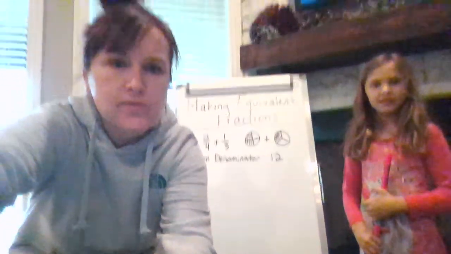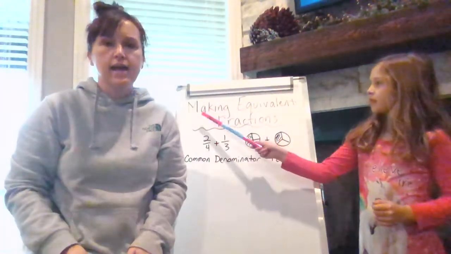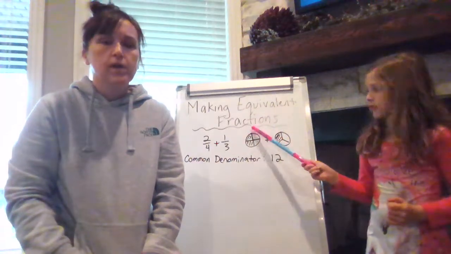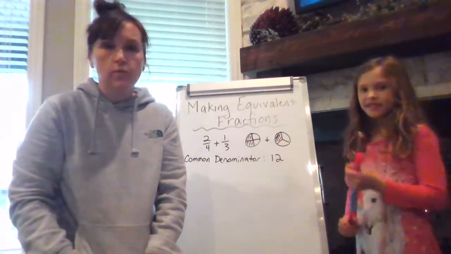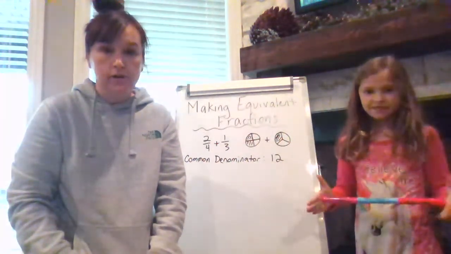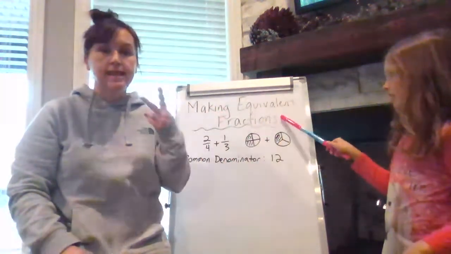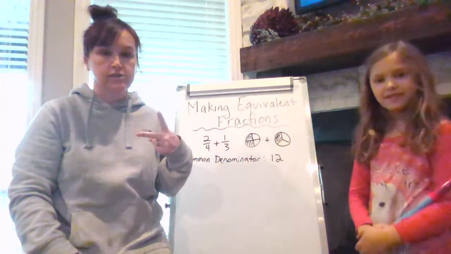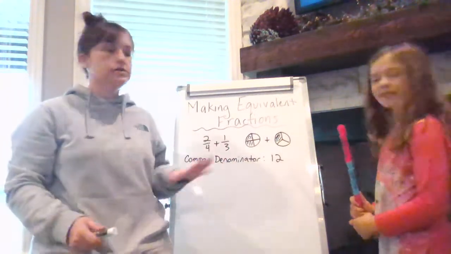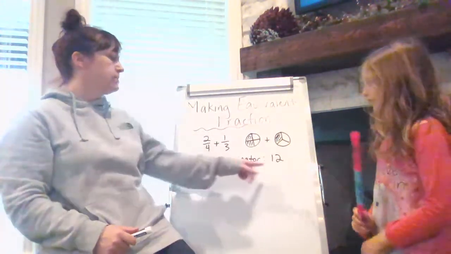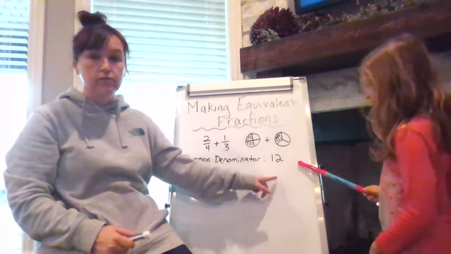Hello, round 2 of Snow Day videos. So, in the previous video, we learned how to find a common denominator. So now we're going to make equivalent fractions. This is step 2 in adding and subtracting fractions that don't have the same denominator. We already found that our common denominator was going to be 12.